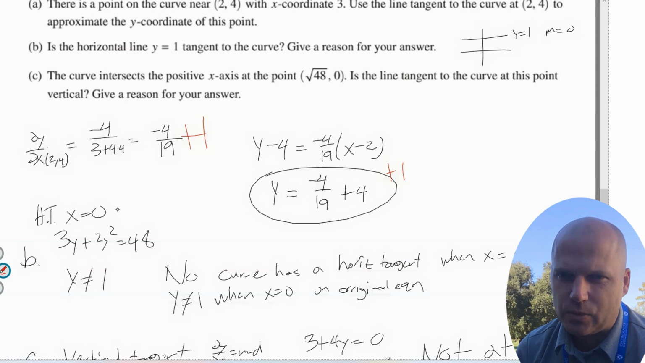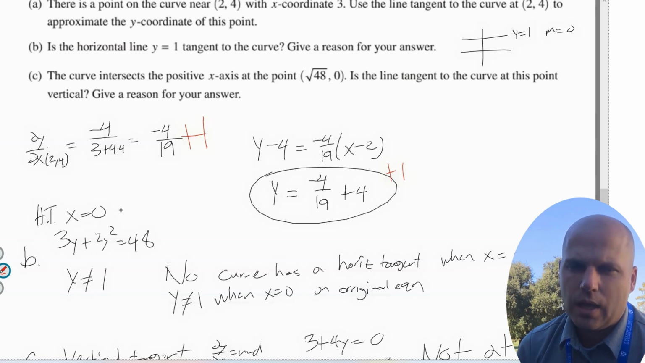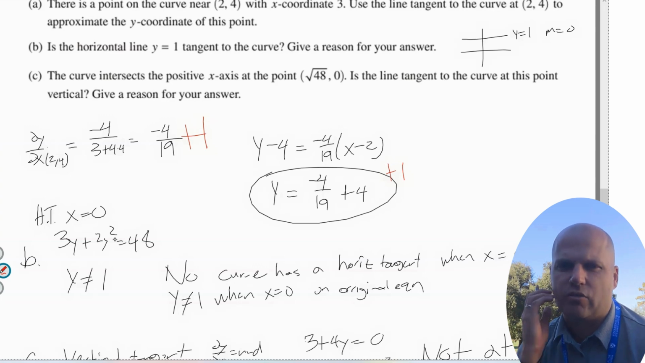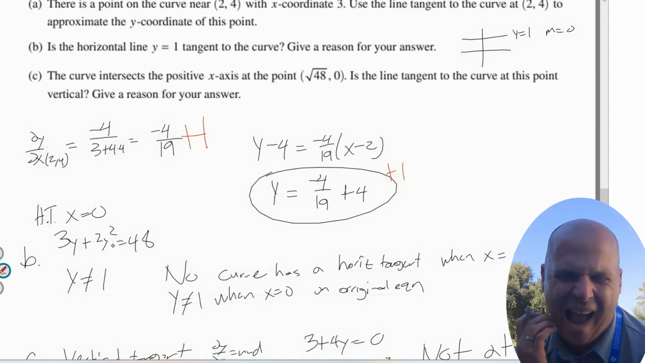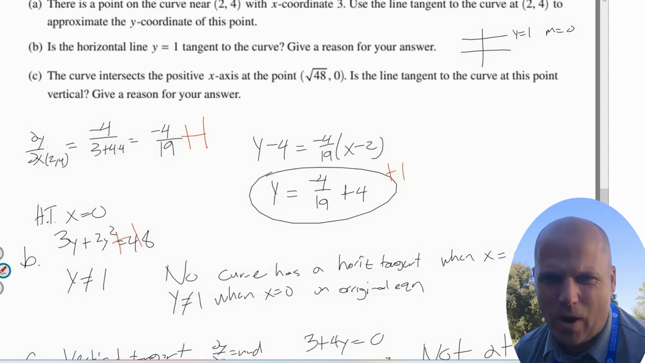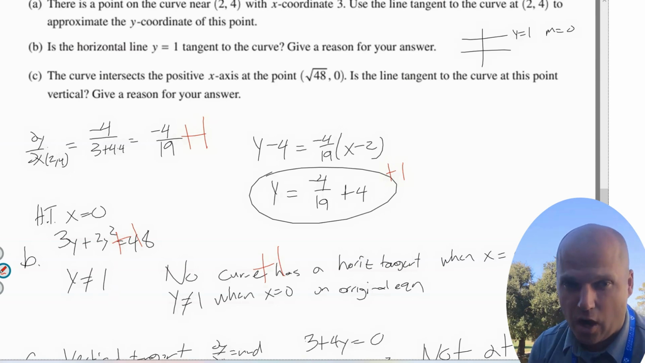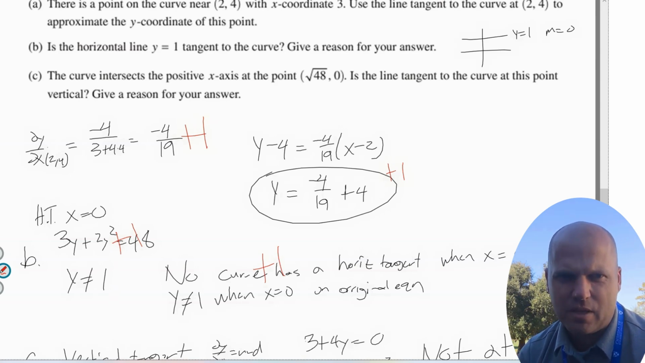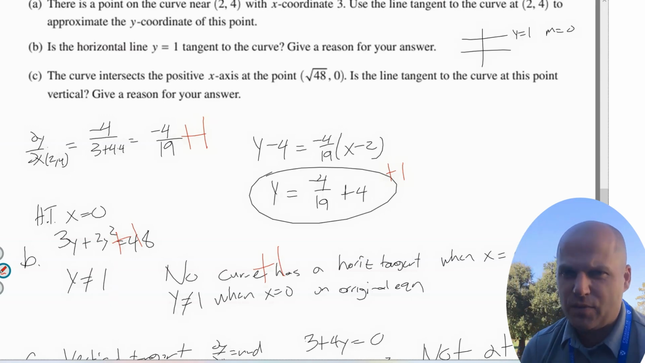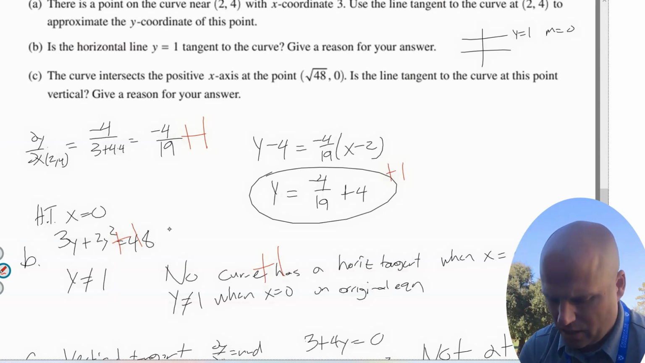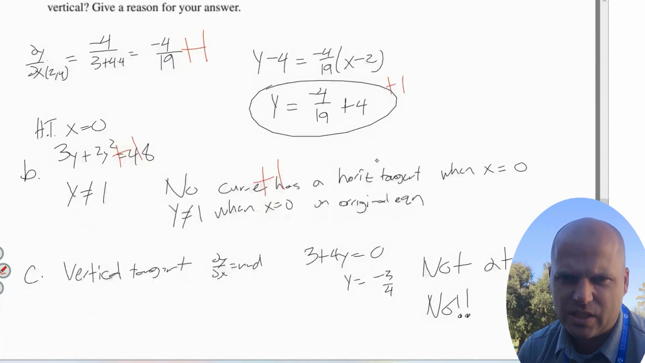Horizontal tangent, x equals 0. I would want you to plug x equals 0 into the original equation and show that y doesn't equal 1. You probably need to talk about how no, this is not going to be the case, that when x equals 0, y isn't 1. If you actually found it, it's great. That's probably worth 2 points.